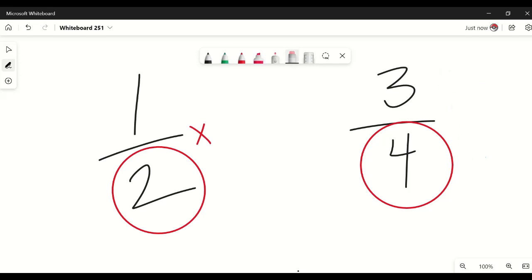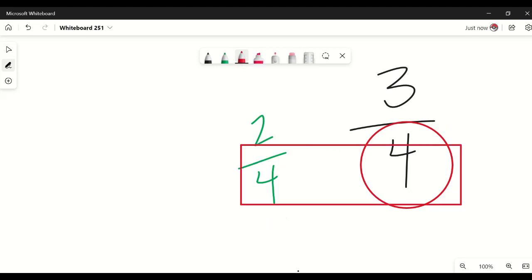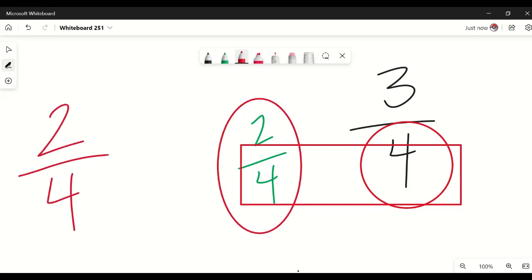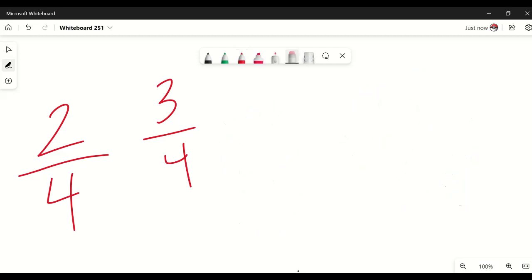Therefore, the 1/2 is going to convert up. If I multiply 2 by 2, that will become 4, and 1 times 2 will become 2. Now it's easier to compare 2/4 to 3/4 because the denominator is the same. The only thing now we need to compare are the numerators because this fraction here, 2/4, is telling me I have 2 out of 4. 3/4 is telling me I have 3 out of 4. Which fraction is bigger? The one with 2 out of 4 or 3 out of 4?